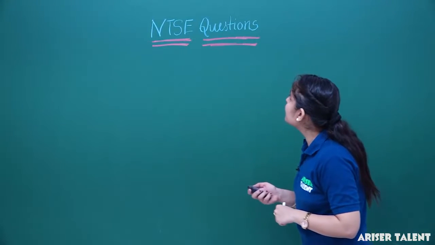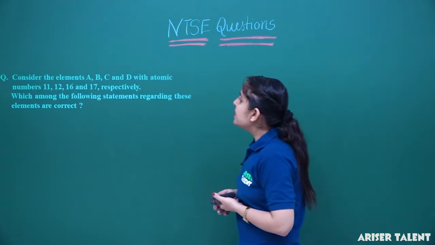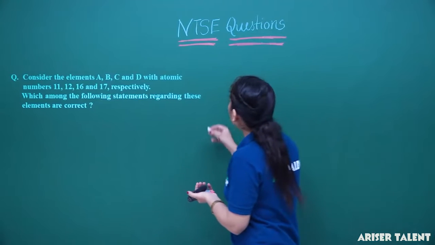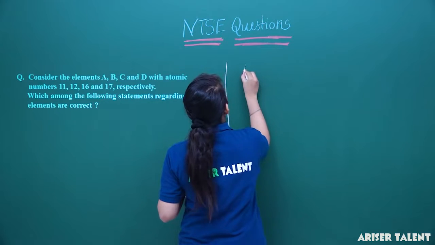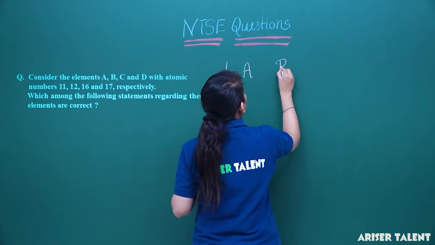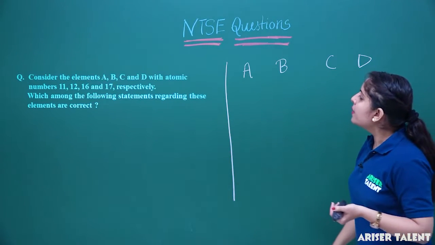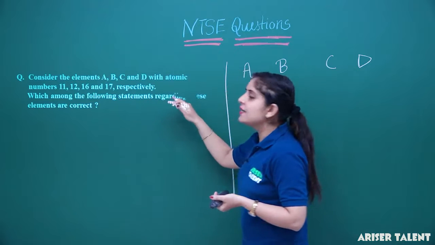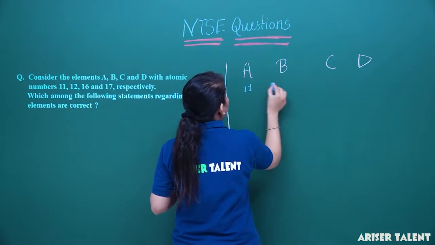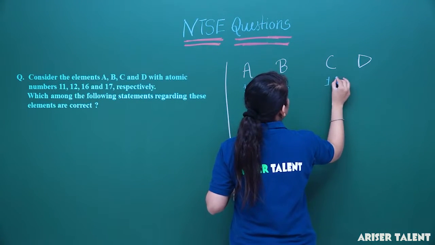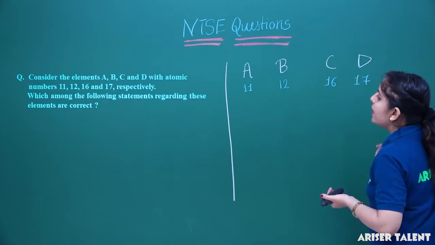So the first question in this sequence we have is: consider the elements A, B, C, D with atomic numbers given. So what I have provided here, we are given 4 elements, A, B, C, D. And what will be the atomic numbers of these elements? 11, 12, 16 and 17 respectively. So these are the atomic numbers of the elements we have.